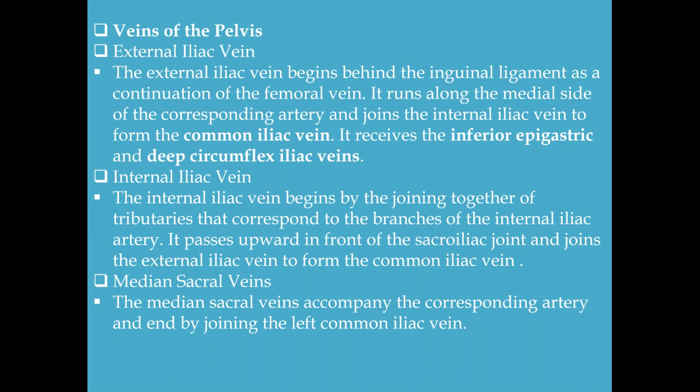So the internal iliac vein and the external iliac vein join to form the common iliac vein. The internal iliac vein begins by the joining together of the tributaries that correspond to the branches of the internal iliac artery. It passes upward in front of the sacroiliac joint and joins the external iliac vein to form the common iliac vein.